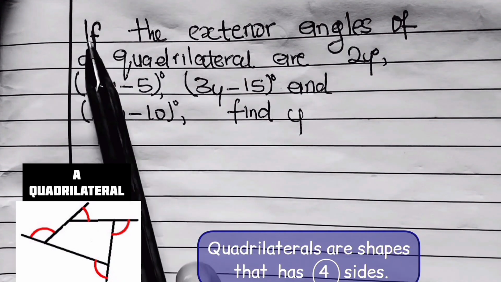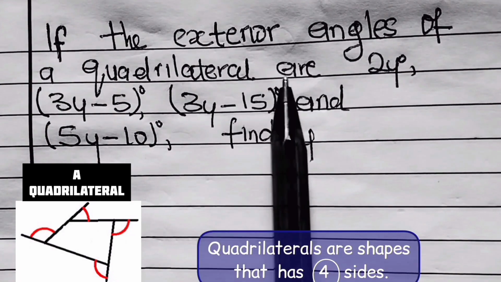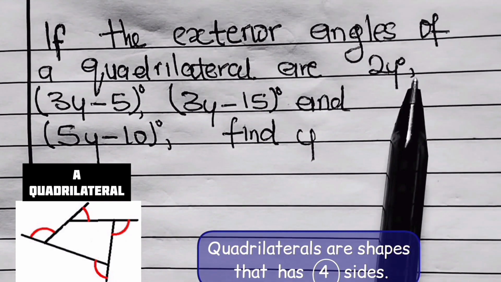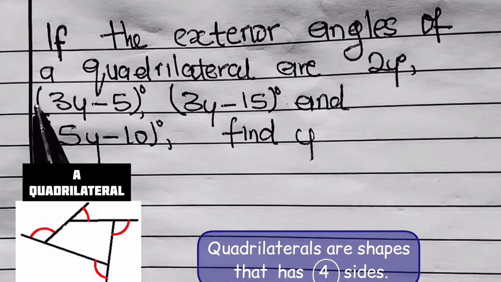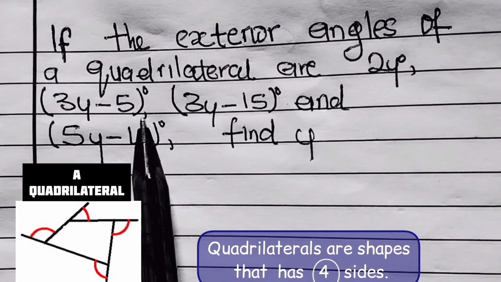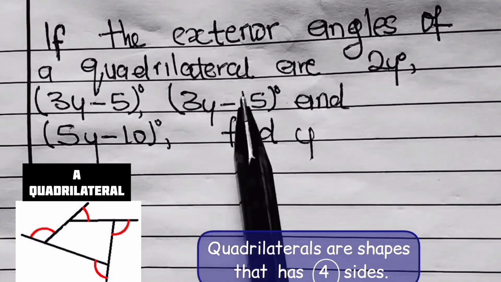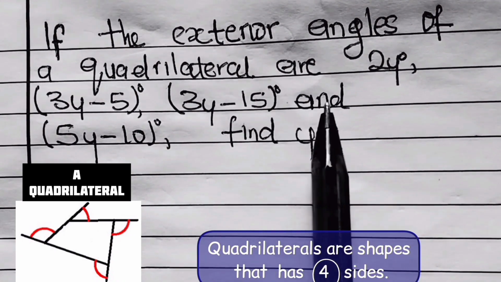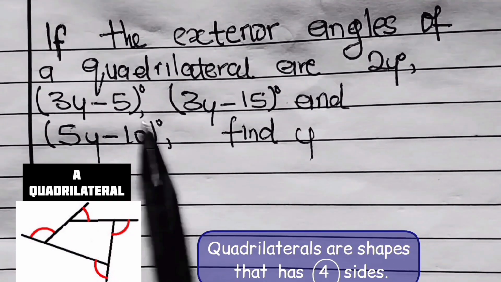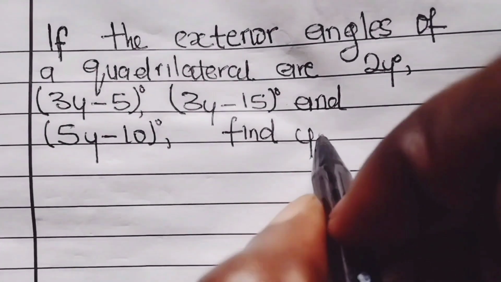The question is: if the exterior angles of a quadrilateral are 2y degrees, (3y minus 5) degrees, the third one, (3y minus 15) degrees, and finally (5y minus 10) degrees. Find y.